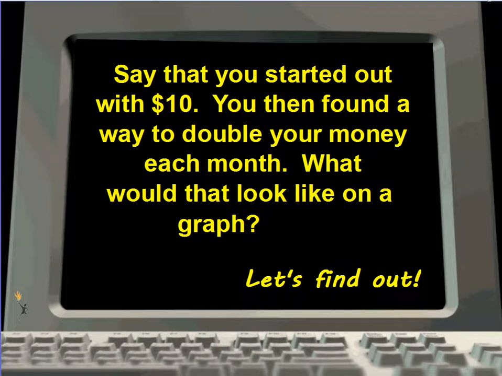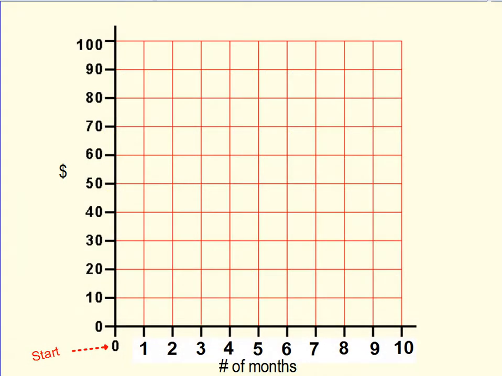Let's say that you start out with $10, but you found a way to double your money each month. What would that look like on a graph? Let's find out. In this graph, the y-axis represents the amount of money you have in dollars, and the x-axis represents the number of months. When we have time as one of our axes, especially on the x-axis, 0 on the x-axis represents our starting time or current time. So at x equals 0, we're going to put the $10 we start with.